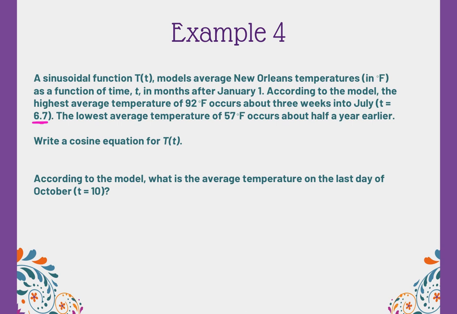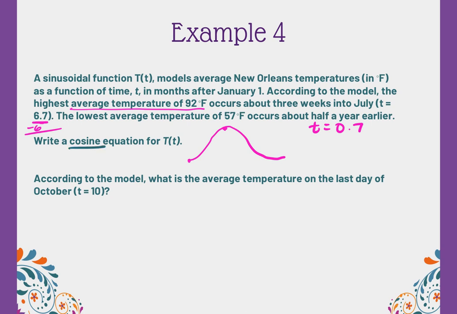The lowest average temperature of 57 degrees occurs about a half a year earlier. So a half a year earlier is going to be 6 months earlier, which means we're talking T equals 0.7 or 6.7 minus 6. So our high is 92. Our low is 57, but it happens beforehand, so it's going to come something like that. We want to find the equation for cosine. So I have my max and my min.